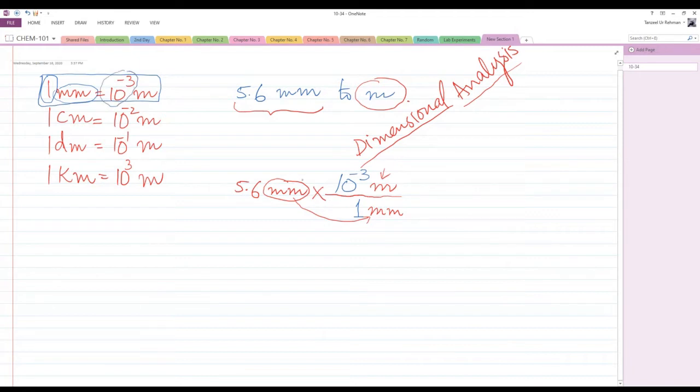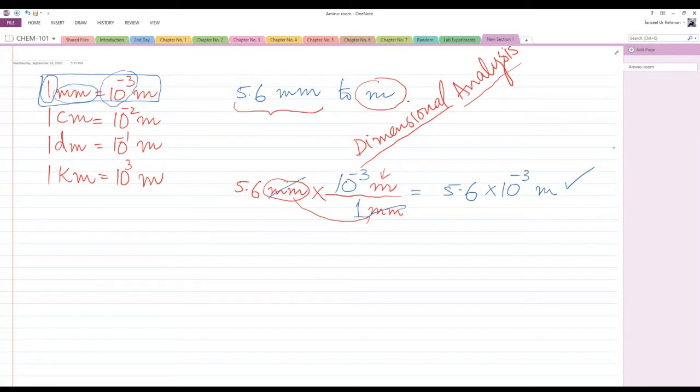Now what will you do? Millimeter, same millimeter cancel. What is your answer? The answer will be 5.6 into 10 to the raised power minus 3 meter. This is your answer. No need to multiply, no need to divide. Just direct, just simple. Can you repeat it again? Yes, definitely.